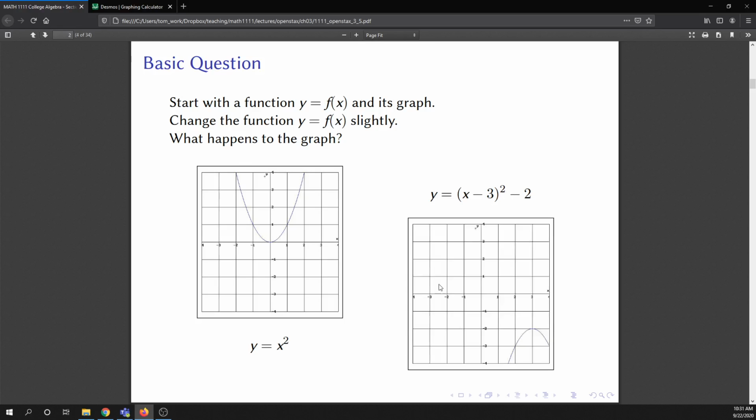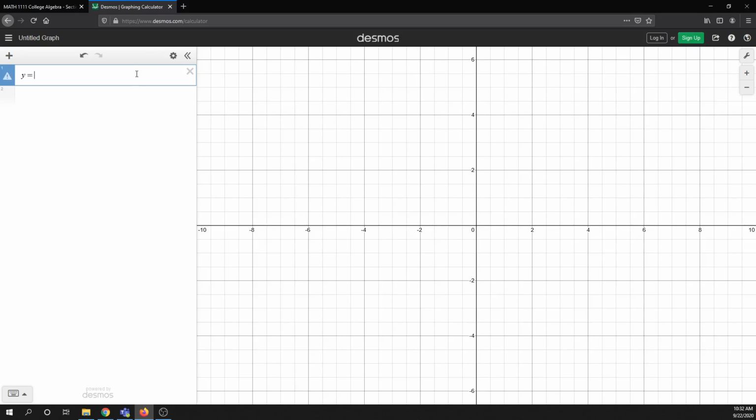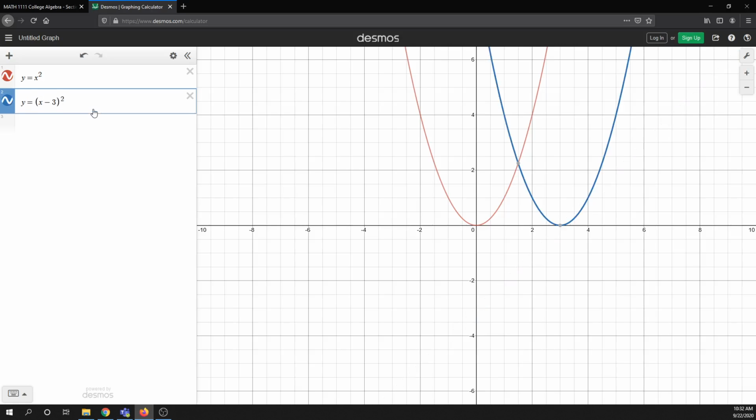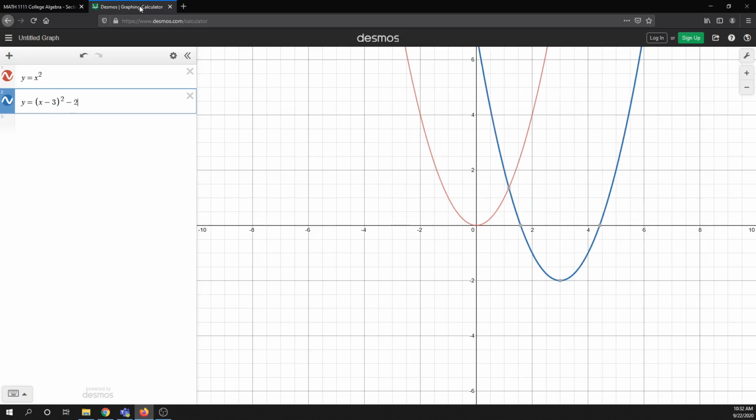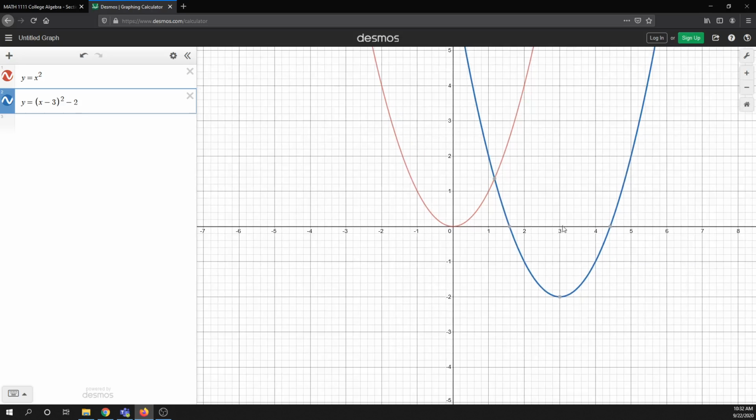All right, and the graph actually moves over to the right. Actually, this is not the correct graph on here, so I need to fix that. So let's go here to Desmos and take a look at that. So y equals x squared is the graph that we start with, right? And then we are looking at y equals x minus 3 squared minus 2. All right, and we can see that the blue graph, right, is the one that's been shifted over 3 units and then down 2 units like this, okay?